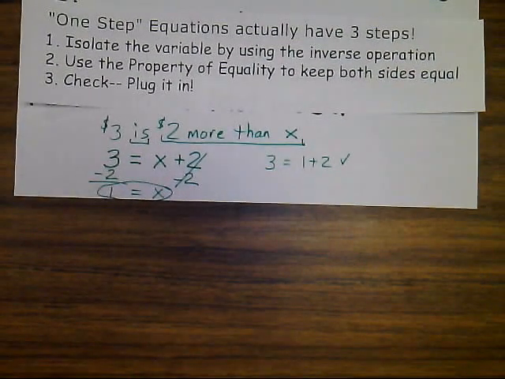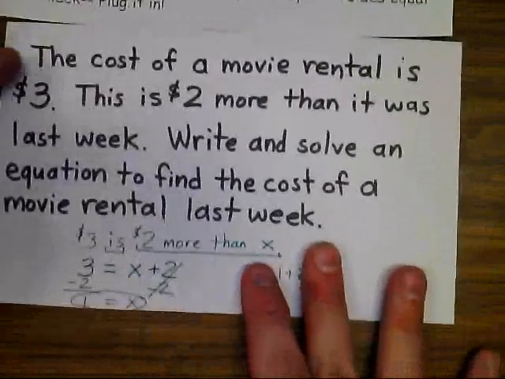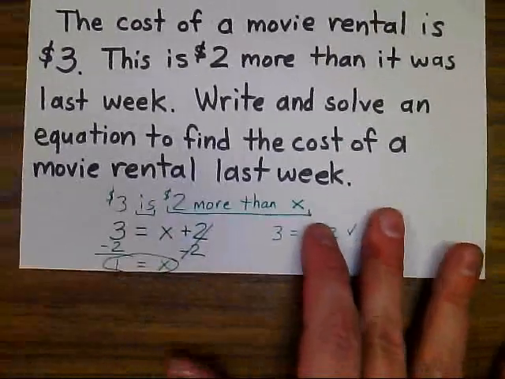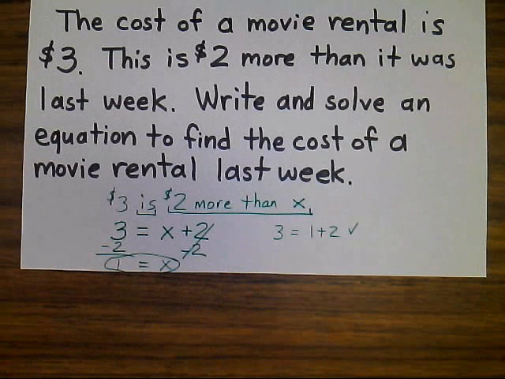So the correct answer of x is equal to 1, or 1 is equal to x, is a correct solution. So I've done everything I was asked to do. I wrote and solved an equation to find the cost of the movie rental last week. It turns out the movie rentals must have been on sale last week for only $1.